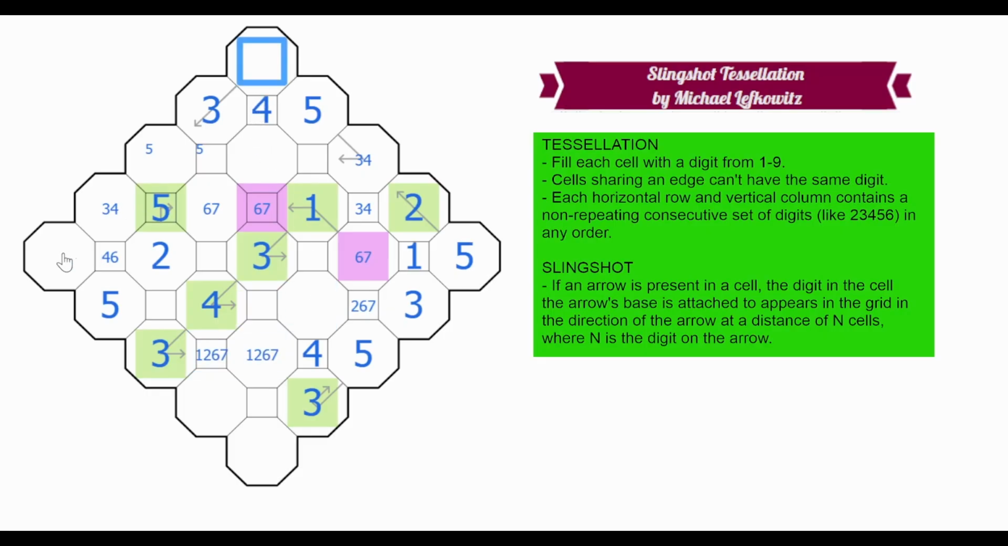Not as useful. I'm going to pencil mark, not pencil mark, color those two as the same because of that slingshot. Oh, 5. That 5 sees that cell. That cell's not a 5. That is, and this has to be 3 because that cell is 3 away. And that slingshot is now complete.